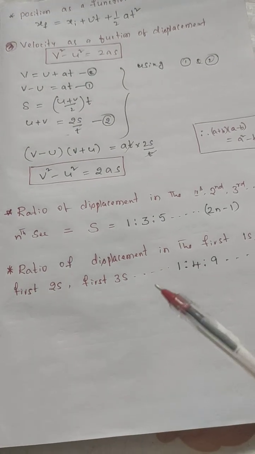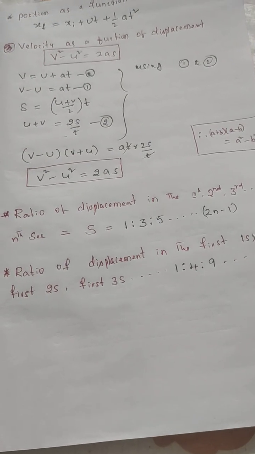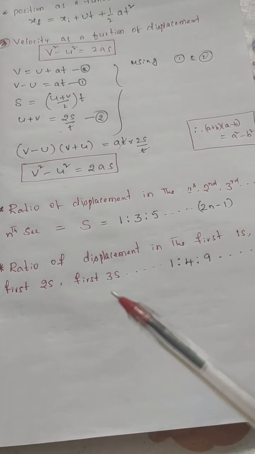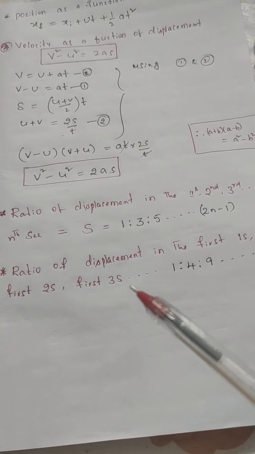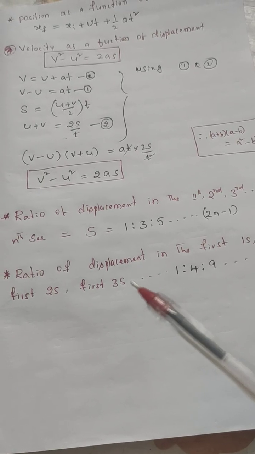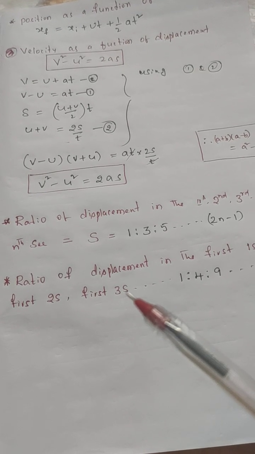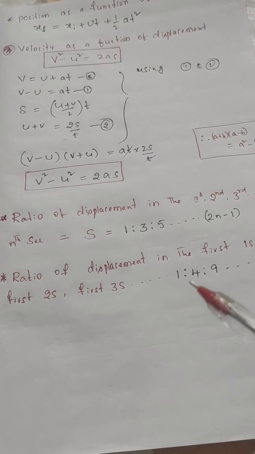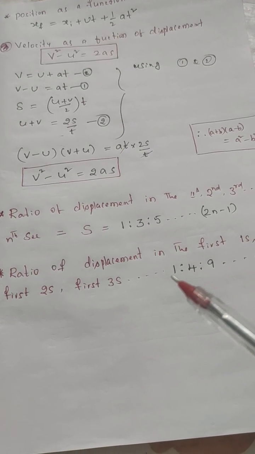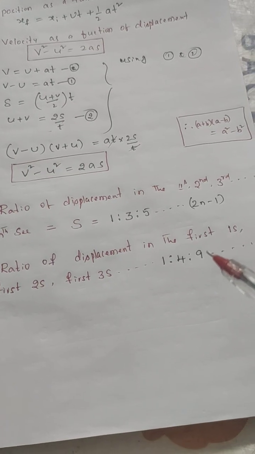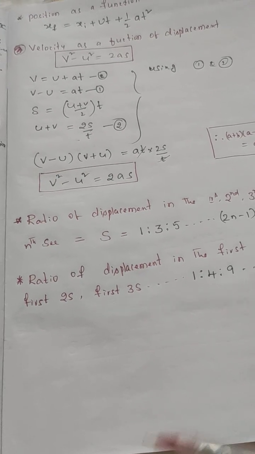Next, the ratio of displacement in the first second, second second and third second. For displacement, use the second equation: s is equal to ut plus half at square. The t value is in terms of square only. That's why the first is 1, second is 2 square, third is 3 square, 9. Like that we will get the ratios.